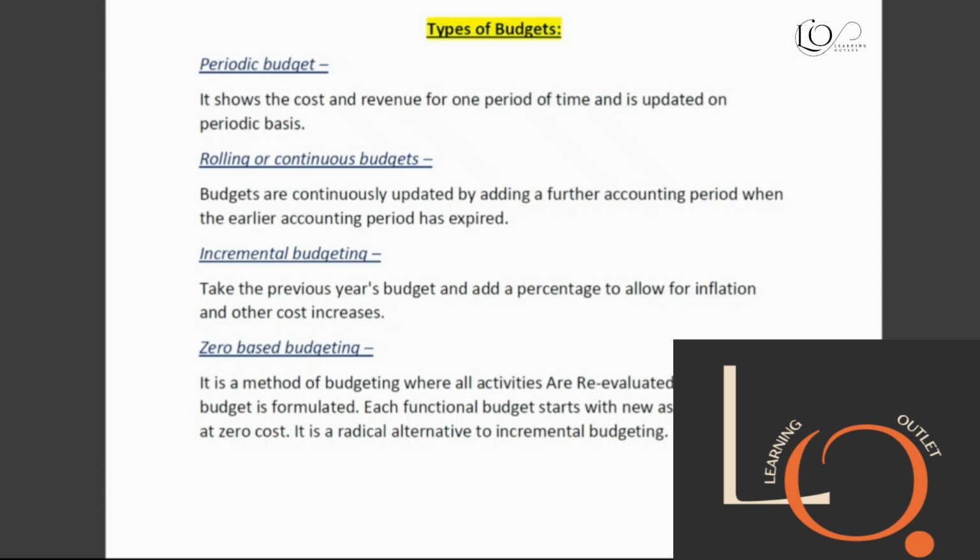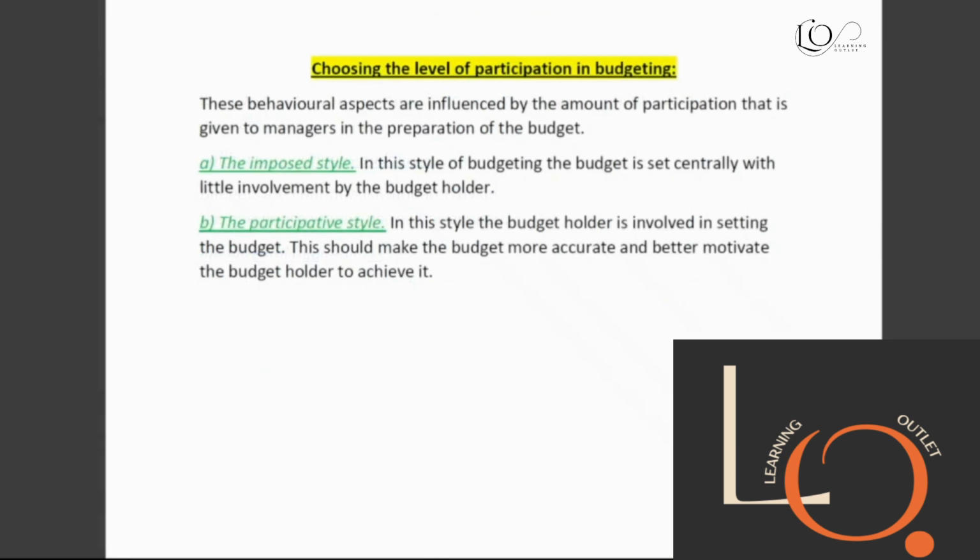So types of budgets, we discussed periodic budgeting, rolling or continuous budgets, incremental budgeting, and the complete opposite, which is zero-based budgeting. Now, any kind of budget that you make, any method that you are following, the level of participation of your employees is a question and a decision that needs to be made. First, you can have an imposed style of budgeting, which means the higher authorities can set the budget and then just give it to the managers to follow. That is the imposed style.